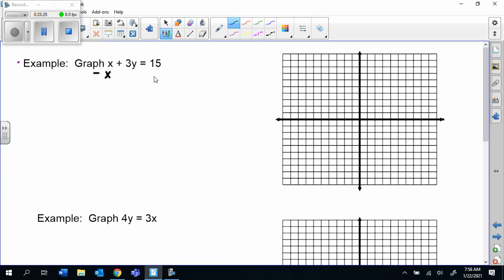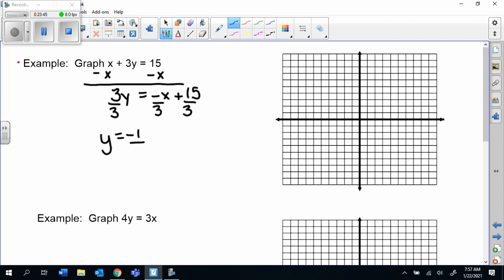So take the x to the other side. 3y equals negative x plus 15. Divide by 3. I try to create problems where the y-intercept doesn't turn out to be a fraction. It could be, especially in an application problem, but that's not as easy to graph. Going to go up 5 for my y-intercept, down 1, right 3, down 1, right 3, and draw my line. I tend to make that y-intercept dot a little bit bigger than the rest of them, don't I? All right.